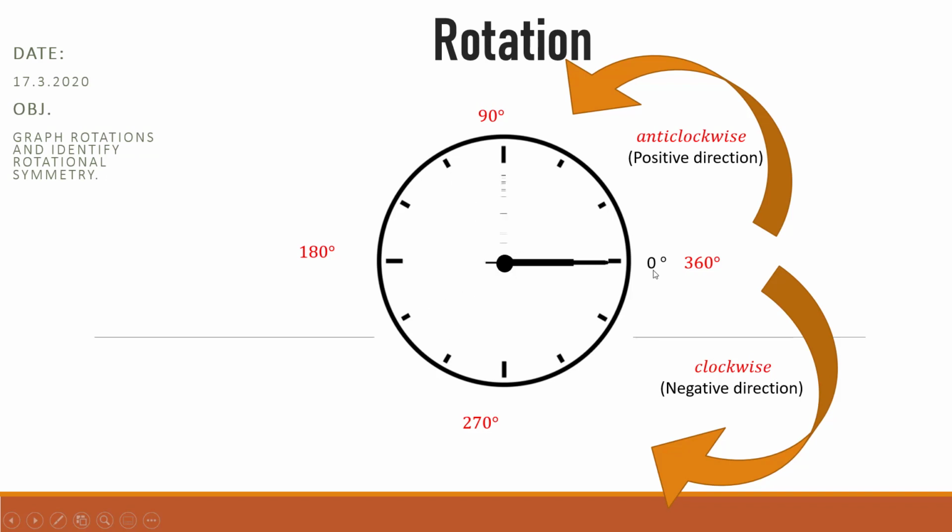This is 0 degrees, so when we come here, it will be negative 90 degrees, negative 180, negative 270 degrees, and of course negative 360 degrees. Now you know that 0 degrees, 360 degrees, and negative 360 degrees are all the same. And also 90 and negative 270 are equivalent. 180 and negative 180 also are equivalent. 270 degrees and negative 90 degrees are also equivalent. Okay?